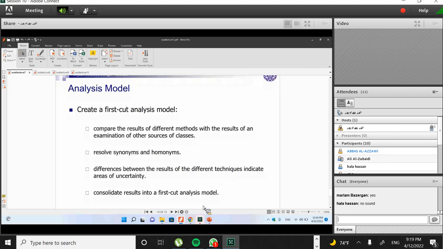We should create a first cut analysis model, compare the results of different methods with the results of an examination of other sources of classes, resolve synonyms and homonyms, and differences between the results of the different techniques, indicate areas of uncertainty, and consolidate results into the analysis model. And this is enough of this lecture. This is the end of this lecture.